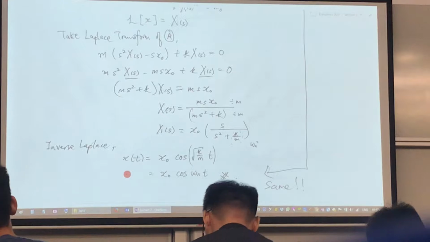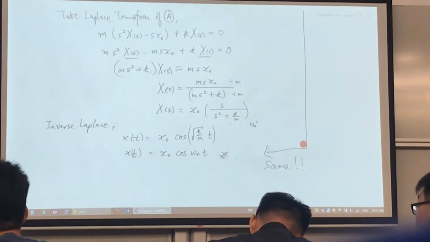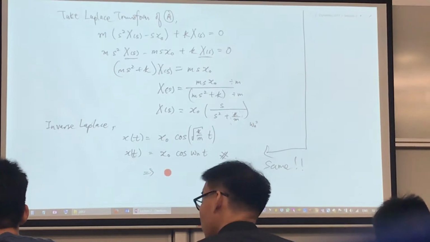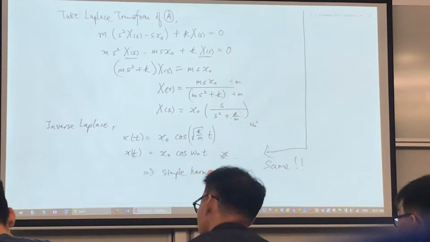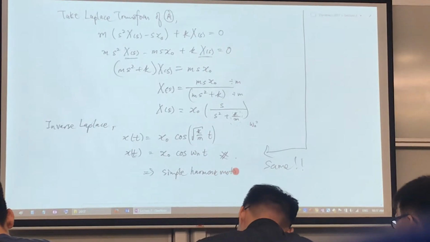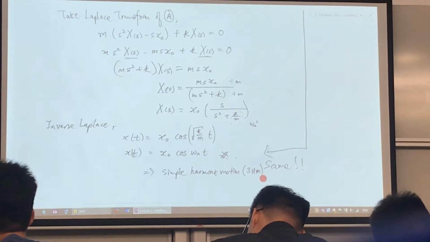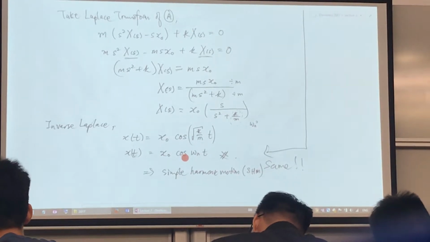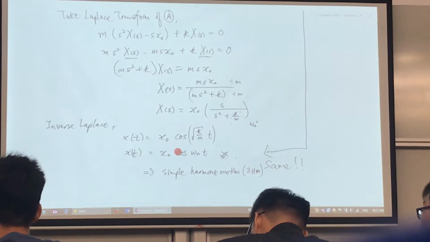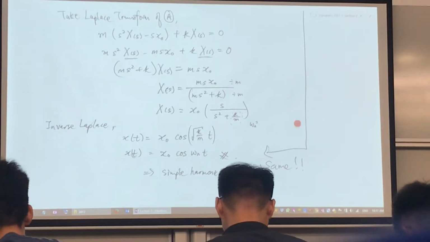So x(t) equal to x naught cosine omega n t. This one actually has a special name to it. It's called simple harmonic motion, or SHM. Yeah, this kind of expression. If it's sine instead of cosine, it's also a simple harmonic motion. What that means is that this system will continue to oscillate.